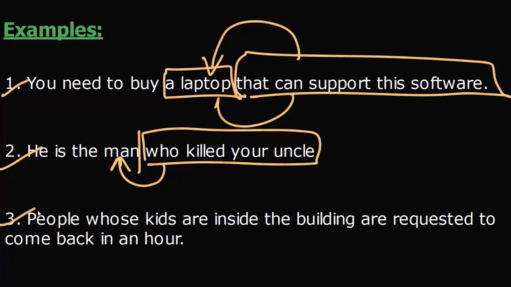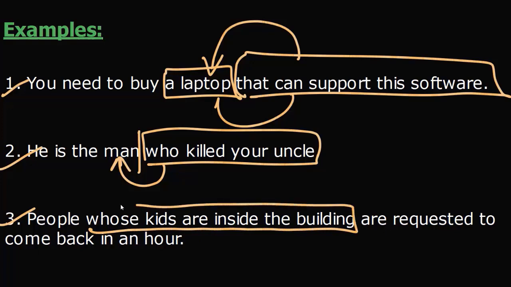Third, people whose kids are inside the building are requested to come back in an hour, right? People, which people? Whose kids are inside the building. These are the people who are requested to come back in an hour, not all the people, right? People whose kids are inside the building. So whose kids are inside the building is a relative clause starting with the relative pronoun whose and giving essential information about it, all right?